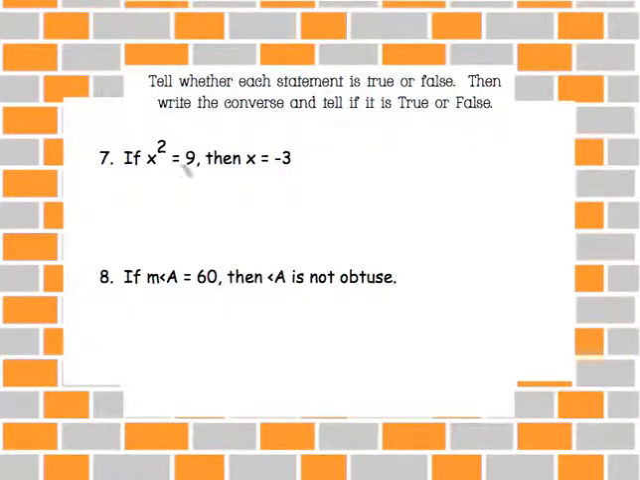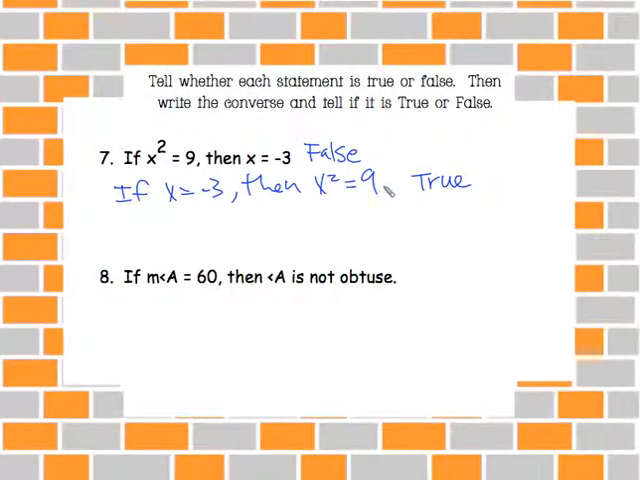So if x squared equals 9, then x equals -3. This is false because x could equal +3. We don't know. The converse of that is if x equals -3, then x squared equals 9. And that is true. So that one you couldn't write a biconditional for because they're not both true.